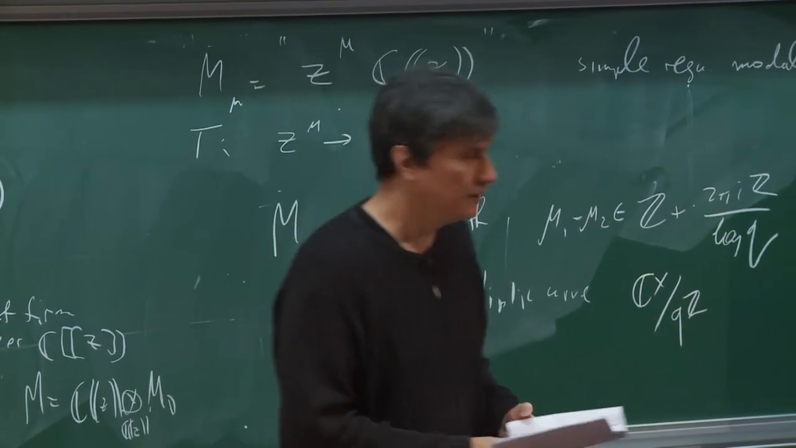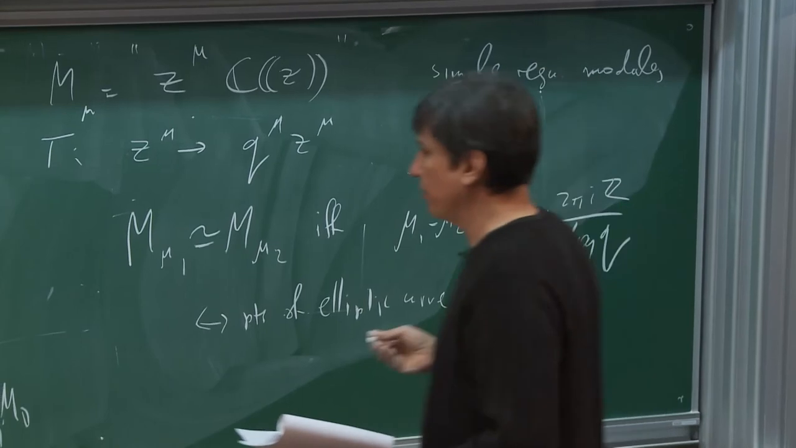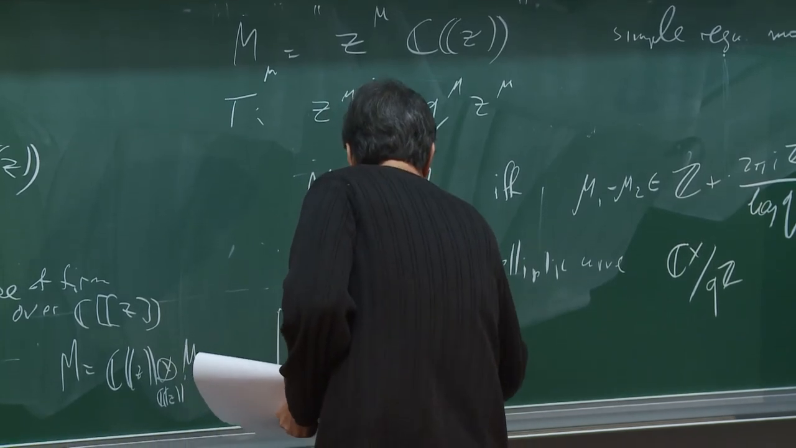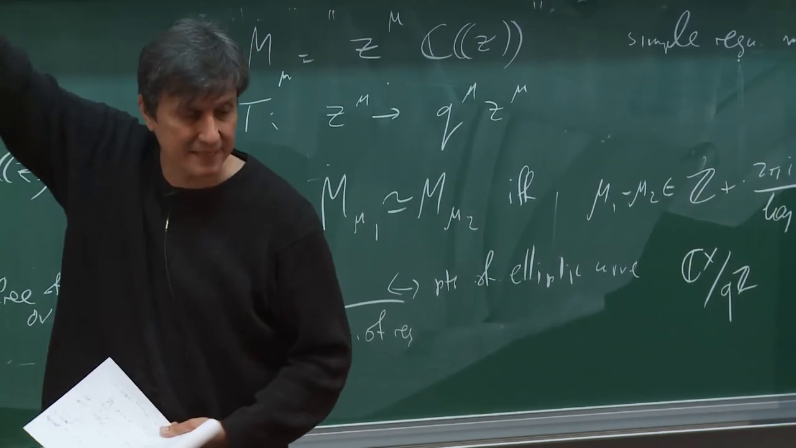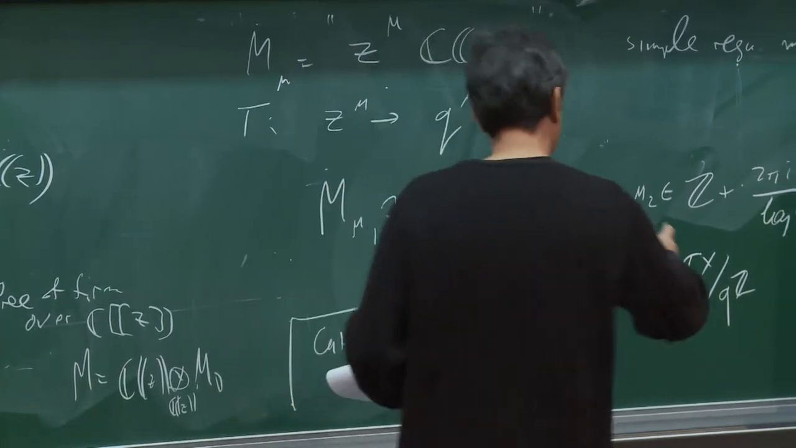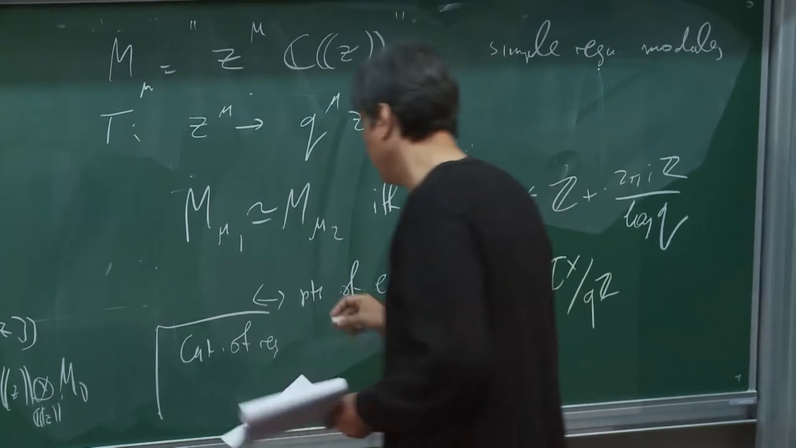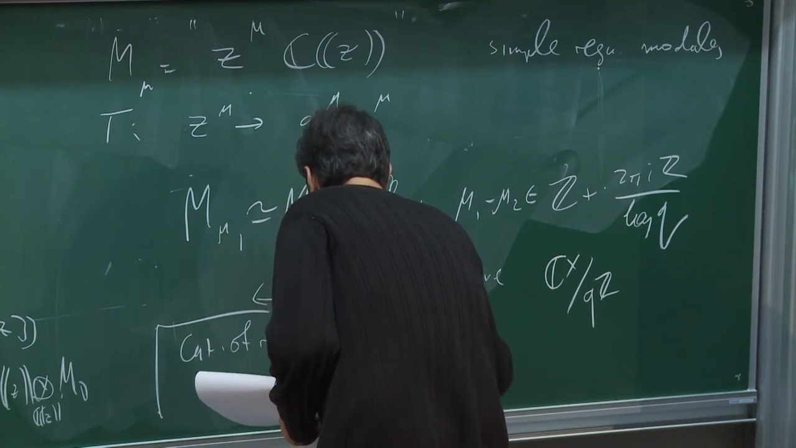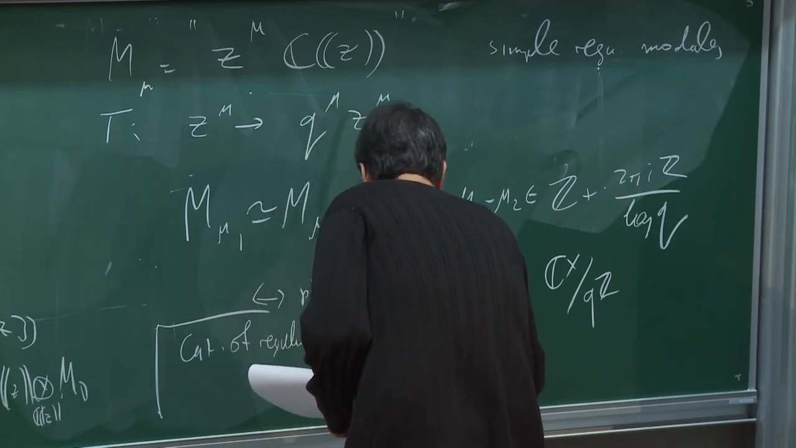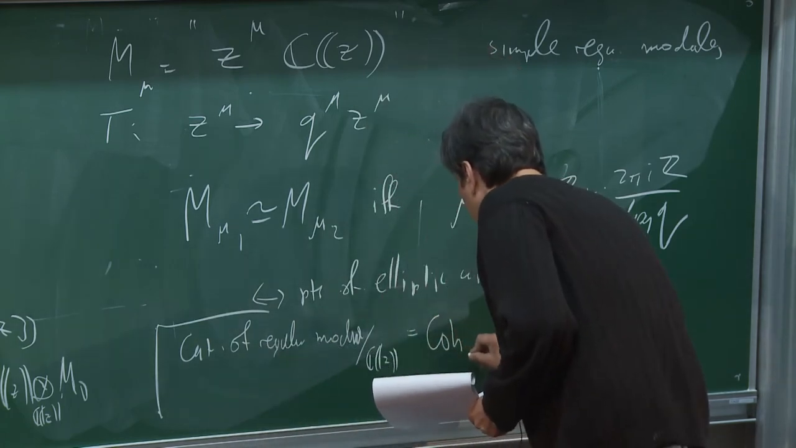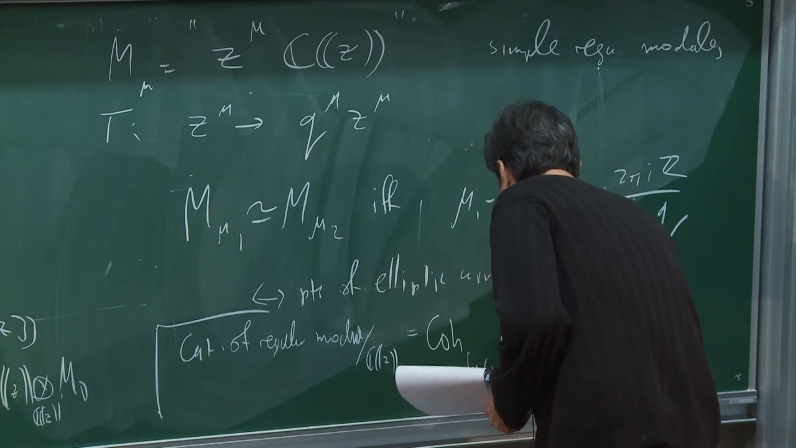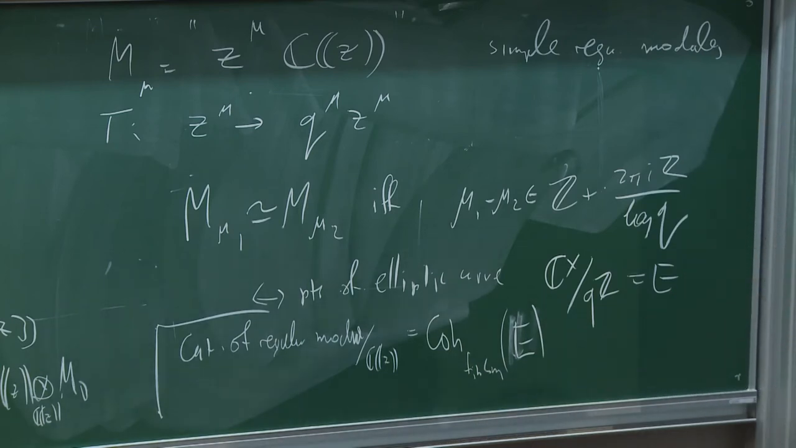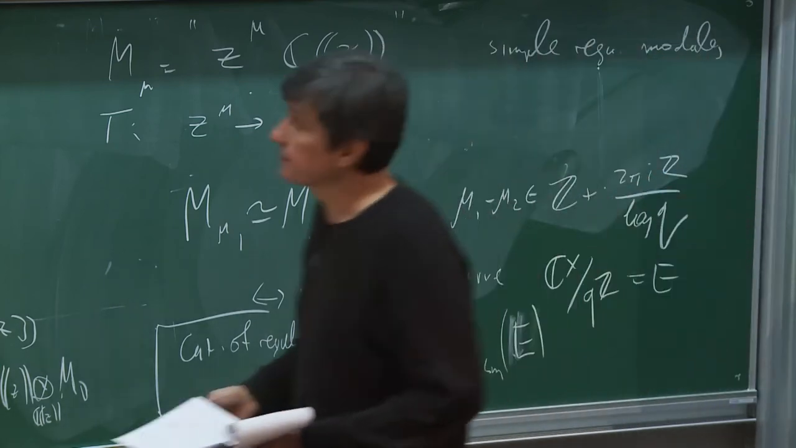The simple modules correspond to these guys, and the whole category of regular modules, an abelian category, for q not a root of infinity. No, q has norm less than one. Yeah, one can do it also algebraically, for q not a root of unity. The category of regular difference modules is the same as coherent sheaves with finite support on the elliptic curve.